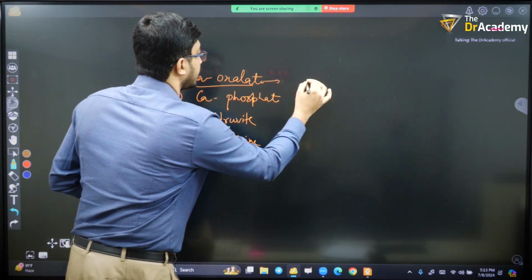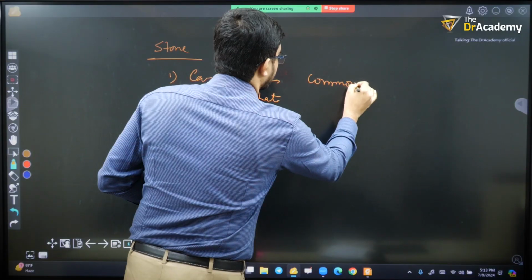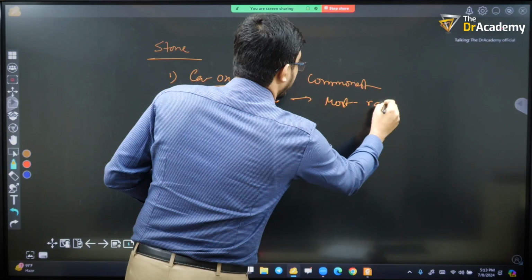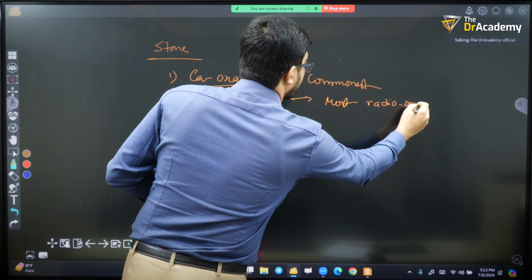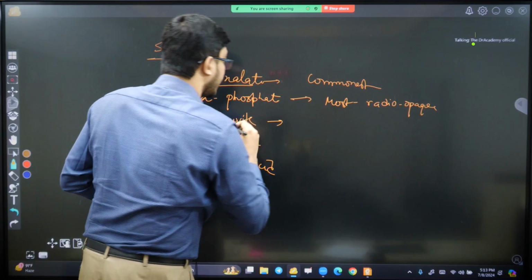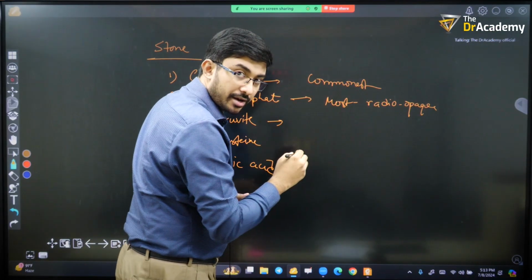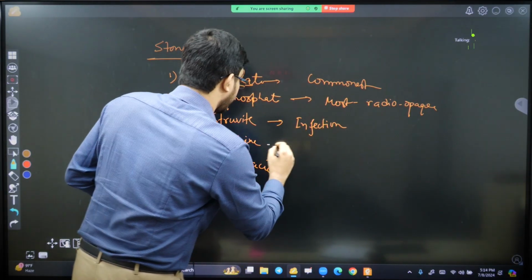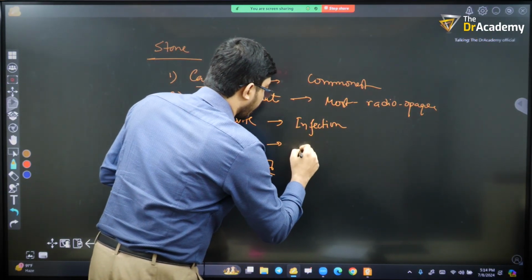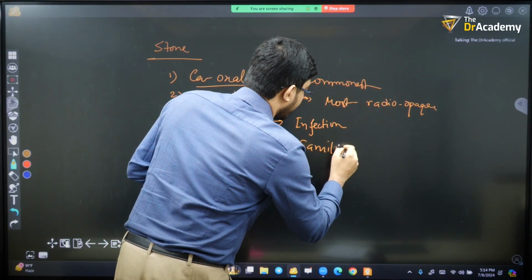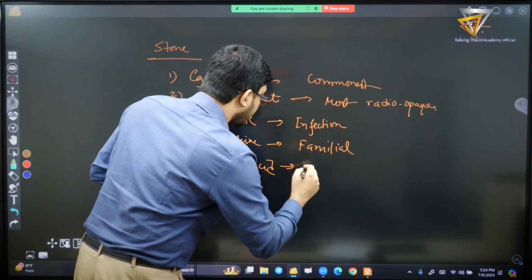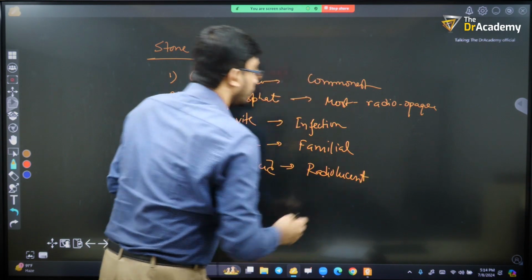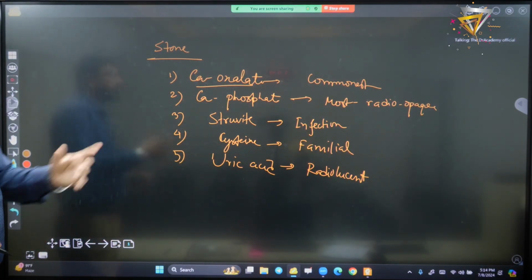Calcium oxalate is the commonest. Calcium phosphate is the most radio opaque. Struvite, also called staghorn calculus, is related with the infection. Cystine stone occurs in family, right? Familial predisposition, and uric acid is radiolucent. So you must know these 5 stones with these 5 criteria.